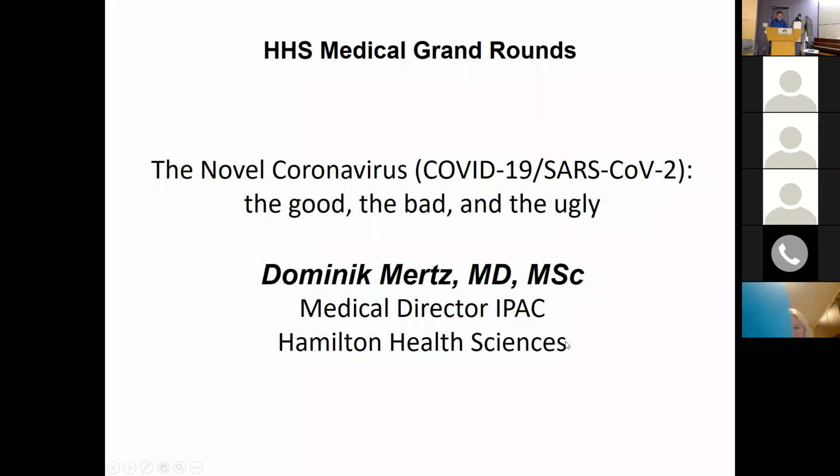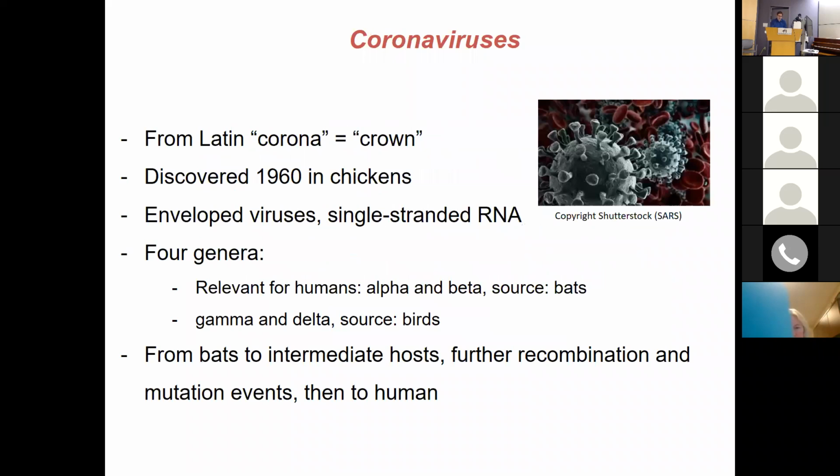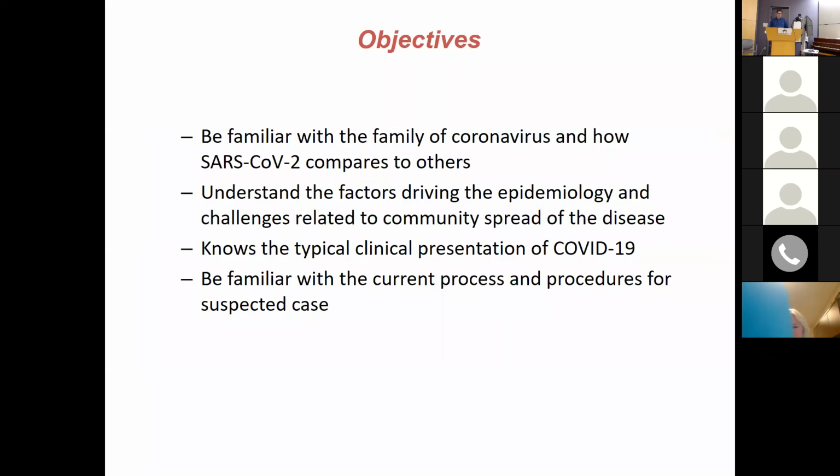Perspectives, I want you to be familiar with the family of coronavirus and how SARS-CoV-2, which is the name of the virus that results in the disease COVID-19, compare. Understand the factors that are driving the epidemiology and challenges related to community spread of the disease. And I will introduce some basic epidemiologic principles as well, starting off. The clinical presentation of COVID, I will show you 3 papers that describe the patient population and the symptoms. And then we will touch quickly on the current process and procedures here at HHS.